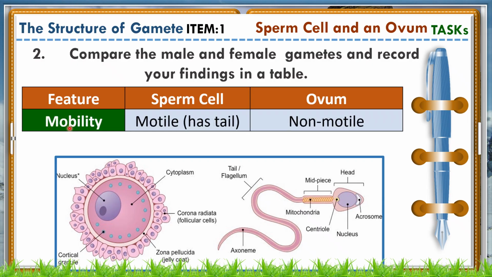When it comes to mobility, the sperm cell is motile. Why? Because it has got a tail that helps it to move around. But the ovum is non-motile. It does not move. It has no motility tools, so it stays in one place. That is the ovum.